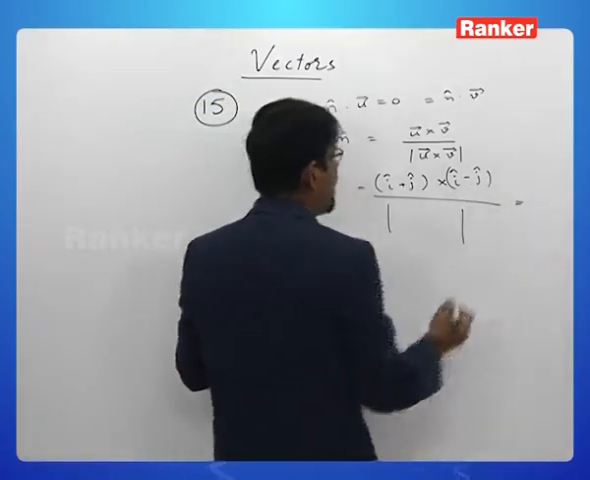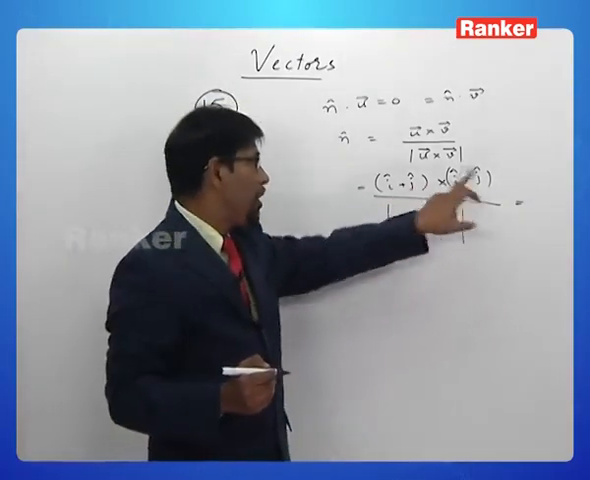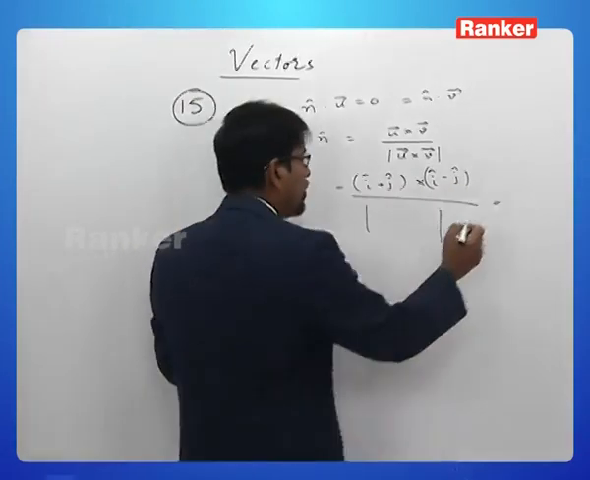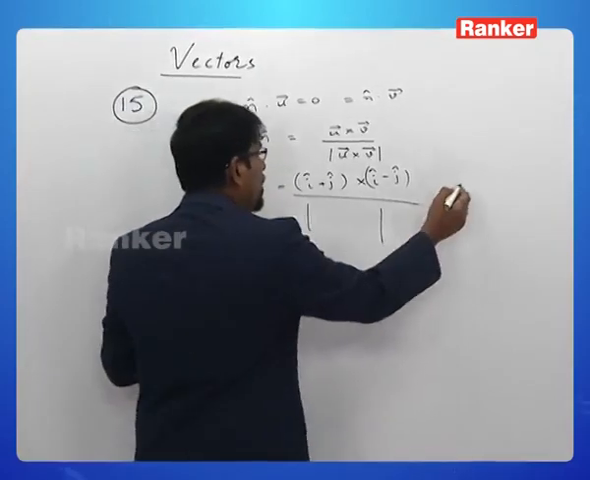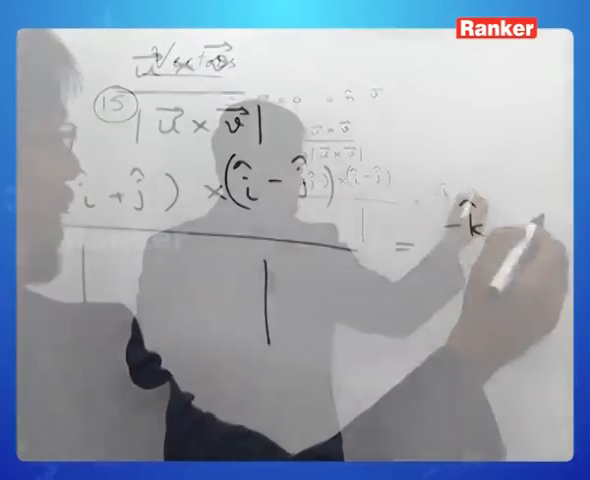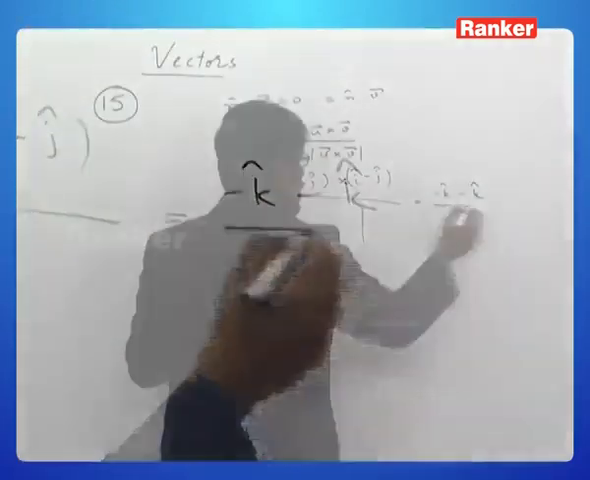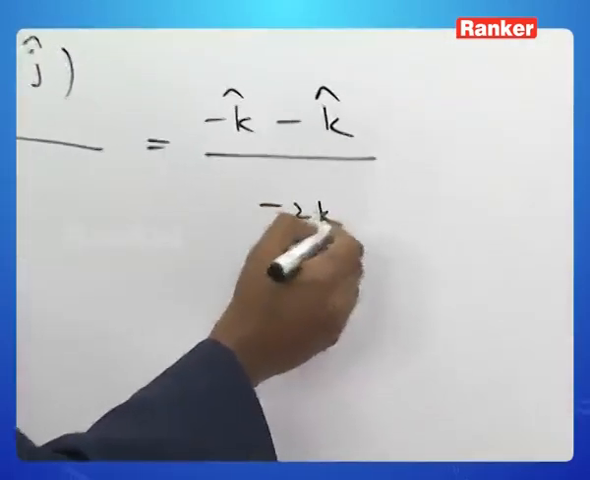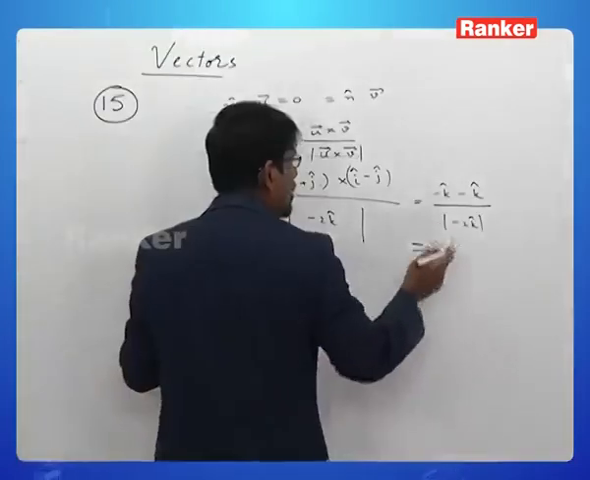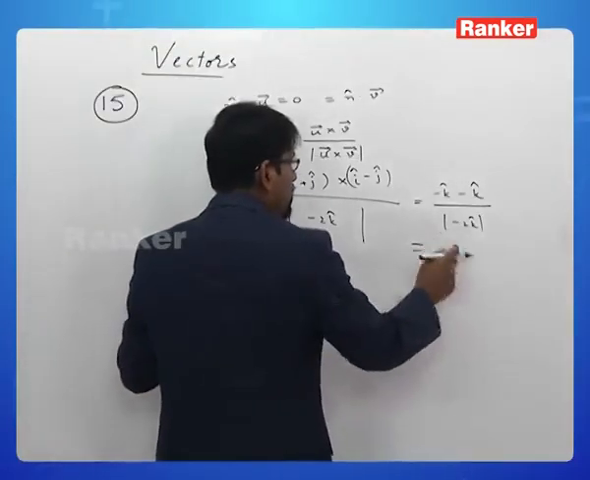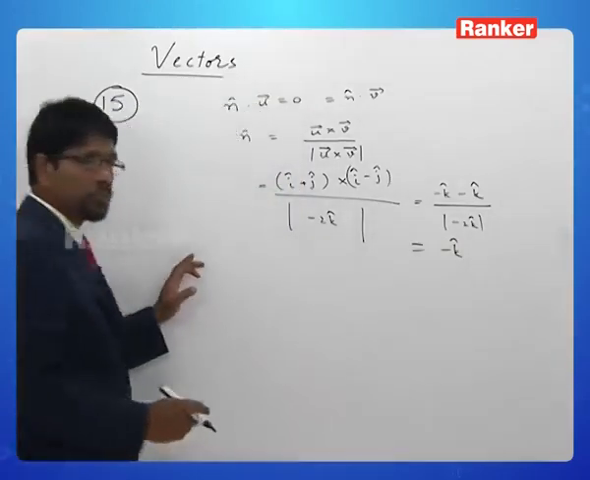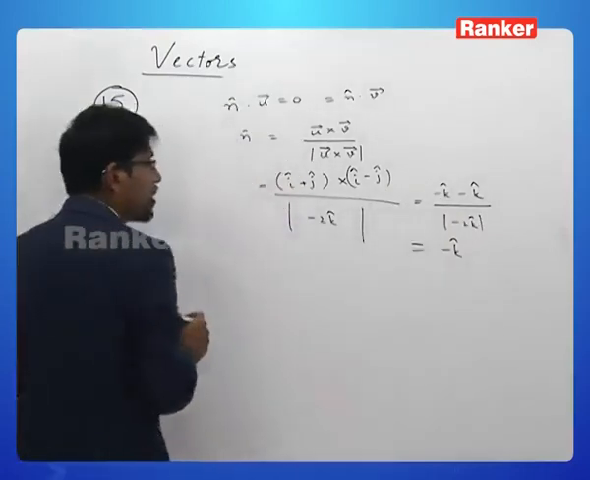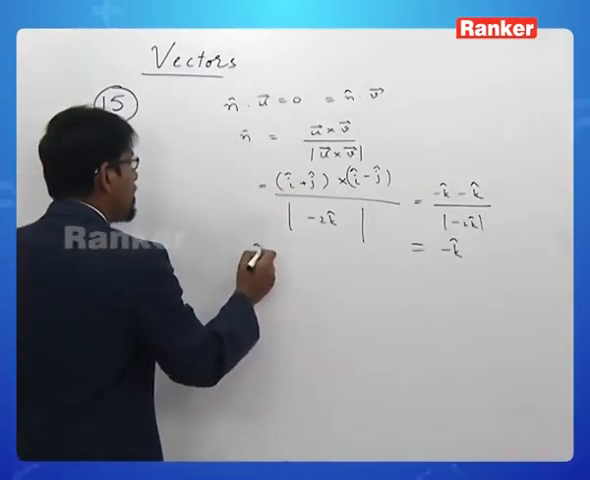Now this is (i + j) cross (i − j). i cross i is 0, i cross −j will be −k, and j cross i is −k, so we get a −2k there, divided by the modulus of −2k. The modulus of −2k turns out to be 2, so this is −2k divided by 2, which makes it −k. So n cap is −k for us.